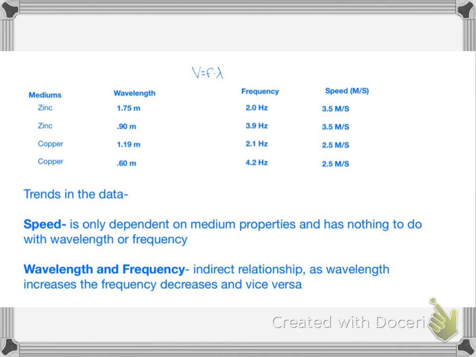From the graph above, we can see that when wavelength increases from 0.90 meters to 1.75 meters, the frequency decreases from 3.9 Hz to 2.0 Hz. The same is true in the copper mediums. As a final note, changing the wavelength causes the frequency to change and does not affect the speed. However, if you directly change the speed, then this will affect the wavelength. This screencast shows the wave equation and the relationships we can find by using it.